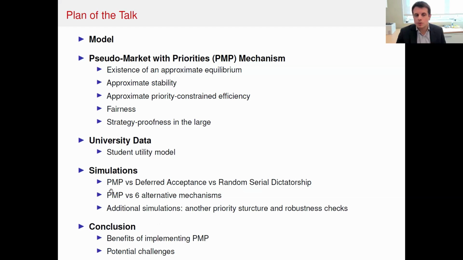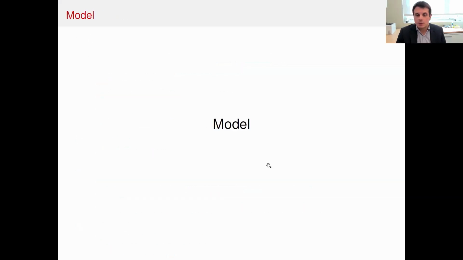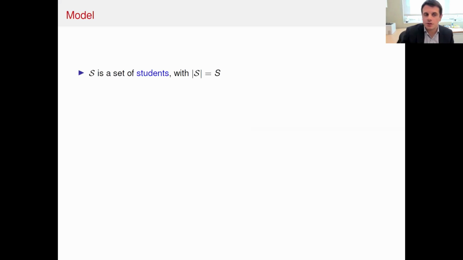We also compared not only with deferred acceptance and random serial dictatorship, we actually consider more mechanisms and much more simulations. But again, I'm not sure that I will have time to talk about it, and feel free to look at the paper. Okay, let me begin. And again, feel free to interrupt. I want to make sure that everyone is on the same page. And if you have a question, I bet somebody else also had the same question.